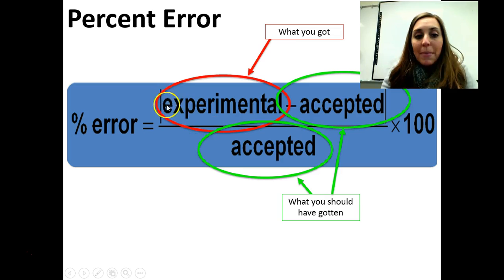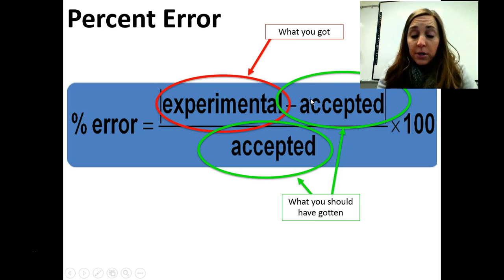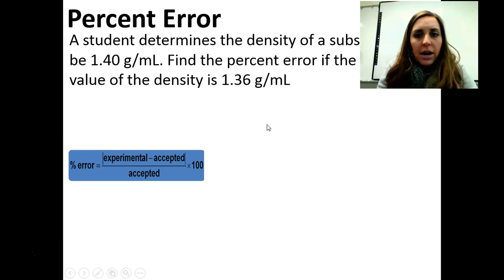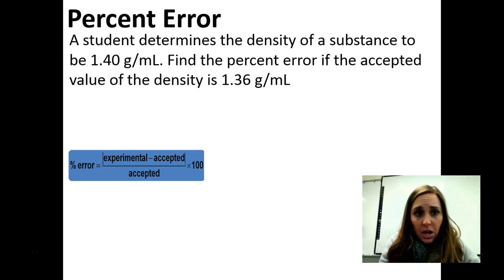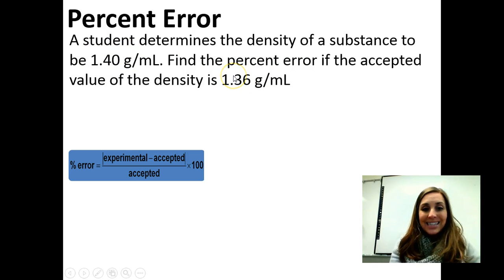The other thing to do, make sure that you solve for this top part first or put it in parentheses, because if you don't, the calculator's order of operations is going to do it a little off with this. All right, so let's work out a problem. A student determines the density of a substance to be 1.40 grams per milliliter. Find the percent error if the accepted value is 1.36. So this is what you should have gotten. This is what you got. So this is the experimental, what the person got in the lab in the experiment, and this is the real deal, the accepted value.